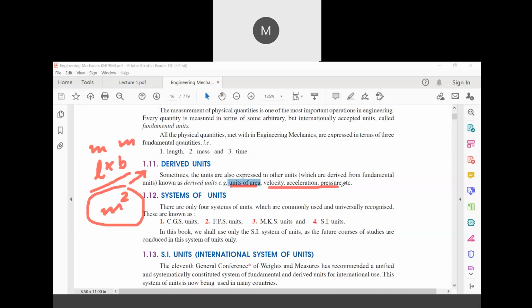Similarly, velocity and acceleration are all derived units. That means there is a main unit and you derive from it. Like velocity is in meter per second, or kilometer per hour. So this is how you derive these units, right? These are called derived units. Is it clear?